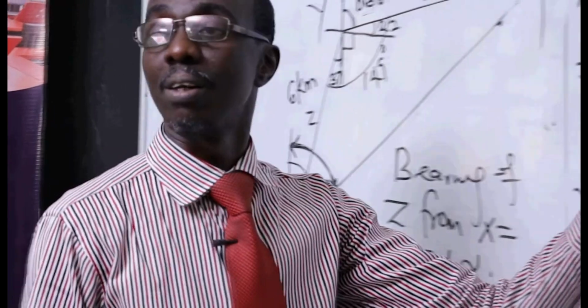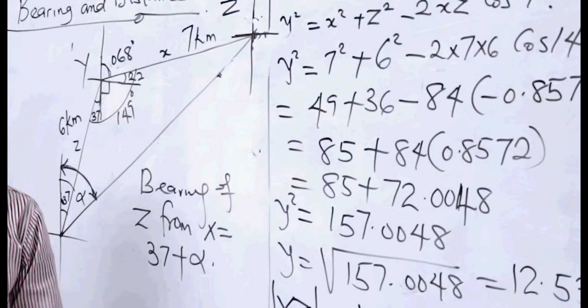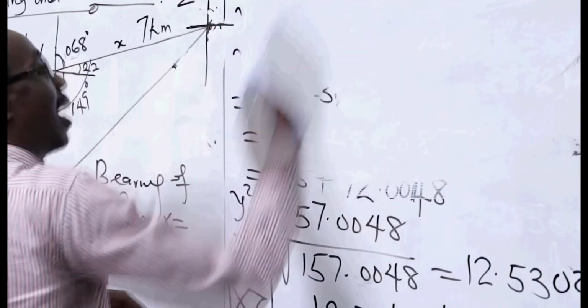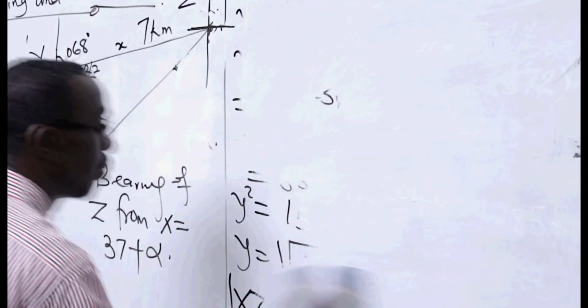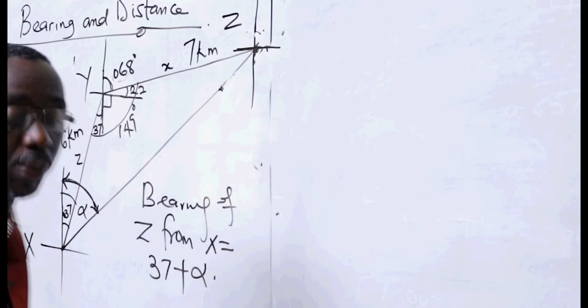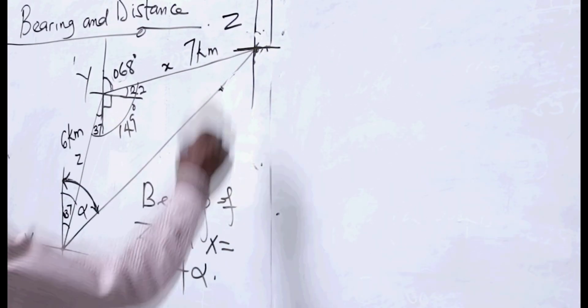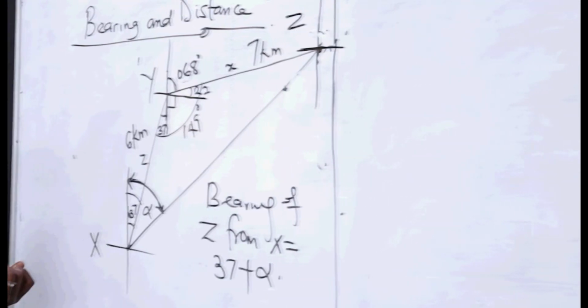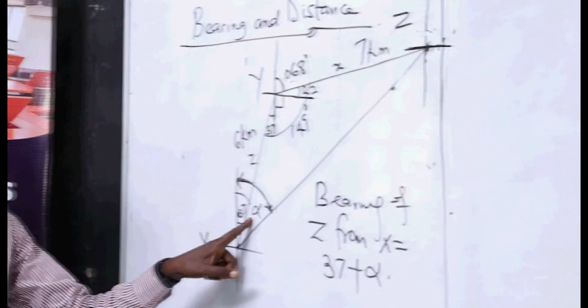Can I rub this off now, class? Can we rub this off now? Yes, sir. Okay? With that, so that we can have space for the second question, let's quickly rub it off and we'll be able to manage that second question effectively well. With that, we have our challenge of getting only angle alpha.